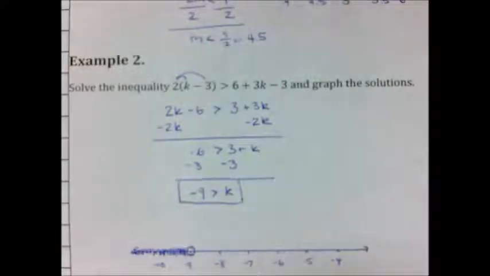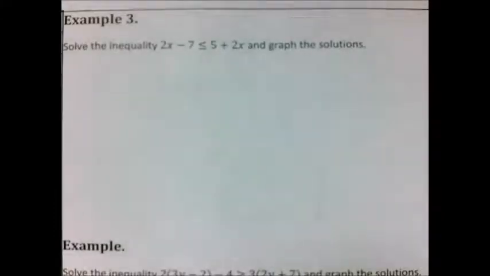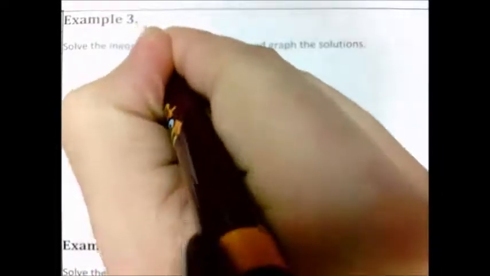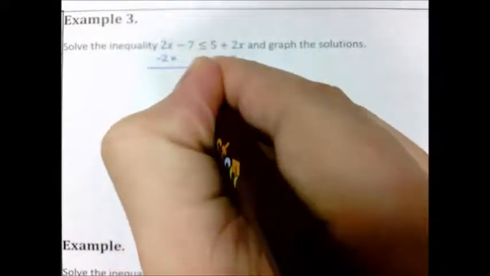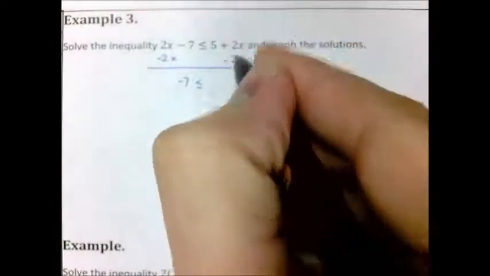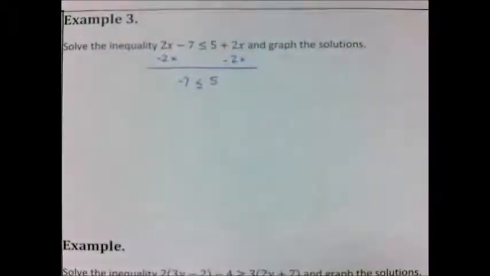That's it. Okay, example 3, it says to solve the inequality 2x minus 7 is less than or equal to 5 plus 2x. And so remember, the very first thing we want to do is subtract 2x, or get the variables on the same side. So I'm going to subtract 2x from both sides. And when I do that, I end up getting 2x minus 2x is no x, so I've got negative 7 is less than or equal to, and that's 0x, so we have negative 7 is less than or equal to 5, and so what we see here is that we've dropped out all of our x's.